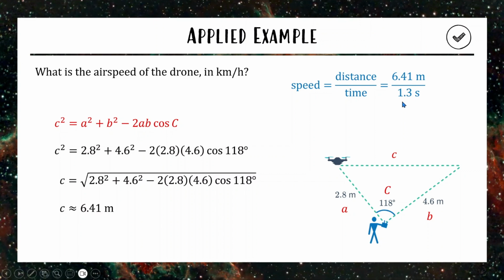If you take your meters per second speed and multiply this by 3.6, 3.6 is the magic number that turns meters per second into kilometers per hour. It does the whole conversion for you in one go. So that's what I'm going to do. Taking my 6.41 divided by 1.3, multiplying it by 3.6 to get it into kilometers per hour, gives us a final answer of this drone flying at roughly 17.75 kilometers per hour, which is not that fast.